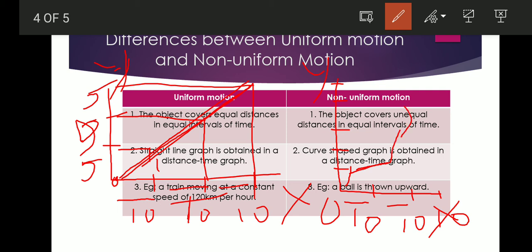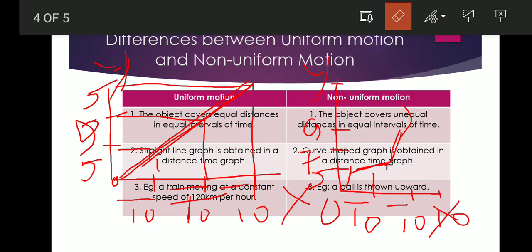See, in the first 10 minutes, let's say this is 5 and this is 7 and then this is 9. Initially within 10 minutes he covered 5 meter, then another 10 minutes he covered only 2 meter, then another 10 minutes 9 meters. So the distance covered within equal intervals of time is different in this case. So this is non-uniform motion.